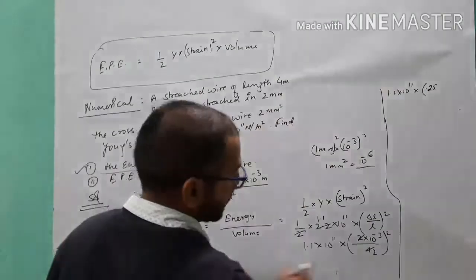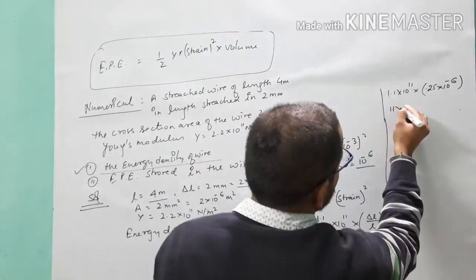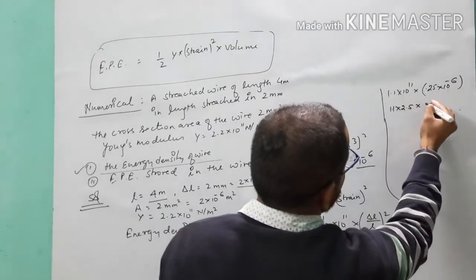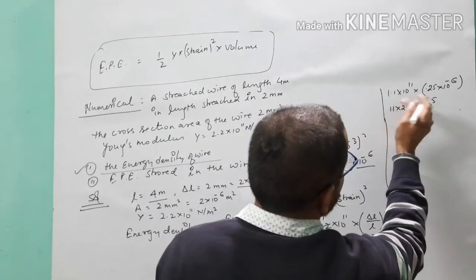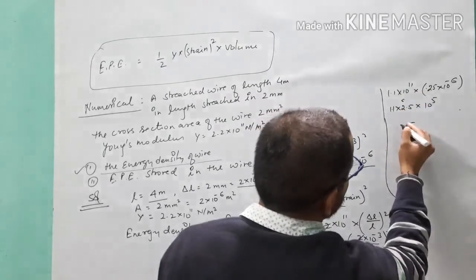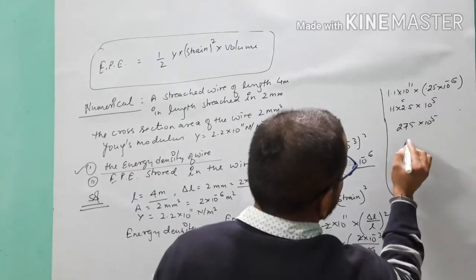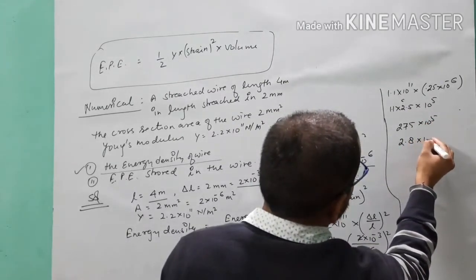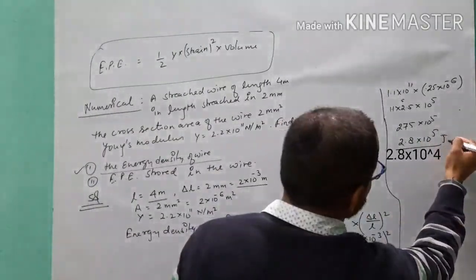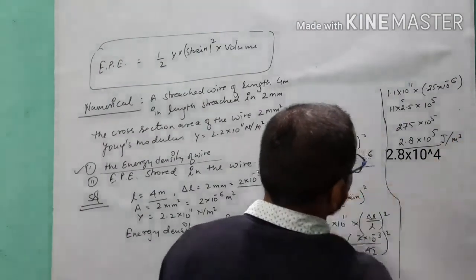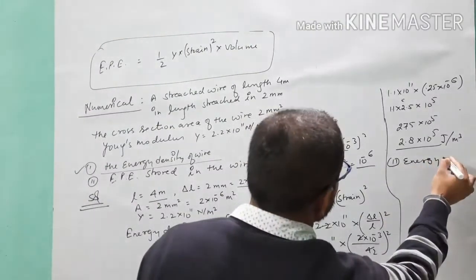0.25. Clear? And this one is 10 raised to the power minus 6, and 1.1 into 2.5 into 10 raised to the power 5 gives 2.75, or 2.8 into 10 raised to the power 5. This is our energy density, joule per meter cube. Point clear?